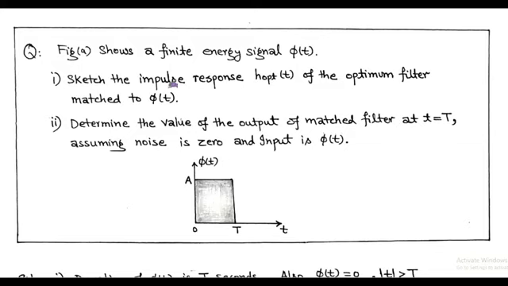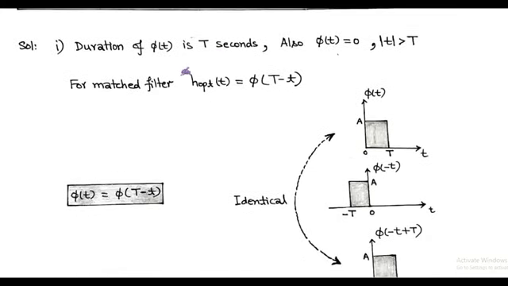So here the energy signal phi(t) is given, which has some finite energy, and in the first part we have to find the optimum impulse response matched to phi(t). According to the question, the duration of the phi(t) signal, that is called an energy signal, is capital T seconds, and outside this interval the value of phi(t) is 0.